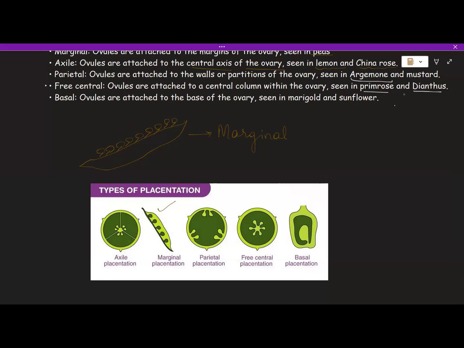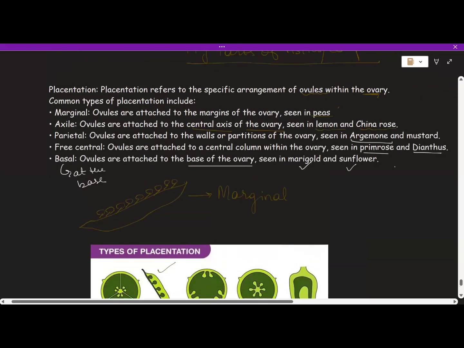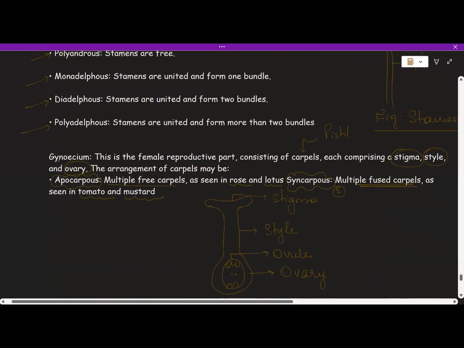The last type of placentation is the basal placentation, wherein basal means at the base, right? The word basal only refers to at the base. So here the ovules are attached to the base of the ovary and this is found in the marigold and sunflower. Any doubts up until now, students? No, ma'am. Okay. So these are the various different kinds of placentations that we have discussed.